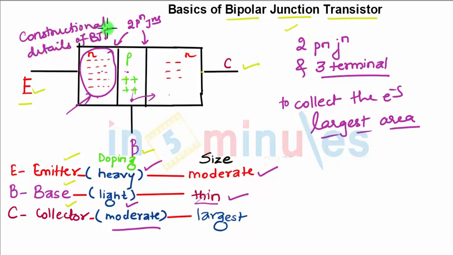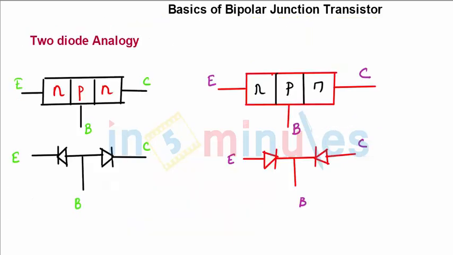Now coming to the two diode analogy, what you can see here is an NPN transistor which has the emitter, the base and the collector. Now I can break this P into two halves, so I can have one PN junction diode and the other will form another PN junction diode. So this is nothing but the two diode analogy of the BJT. This is for NPN. You can see the two P's are connected together to form one P and you have two different ends which will form the two ends of the NPN transistor.